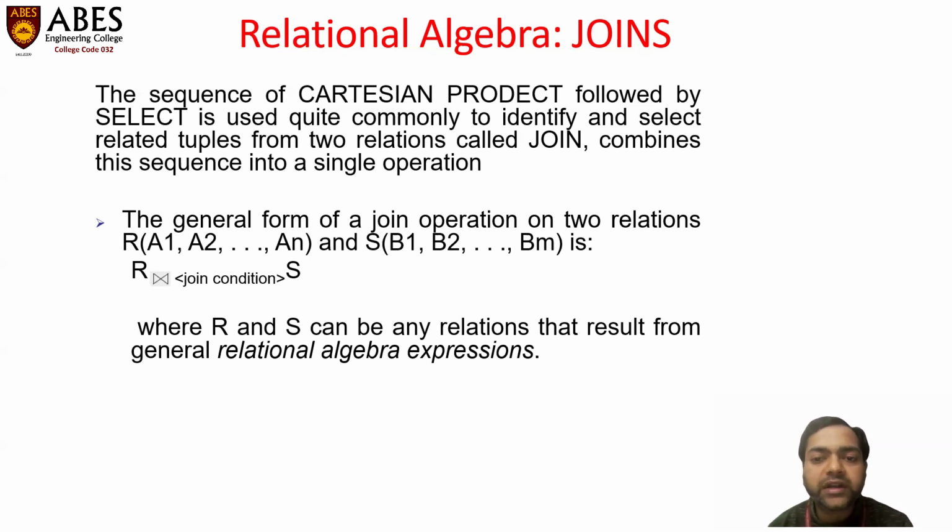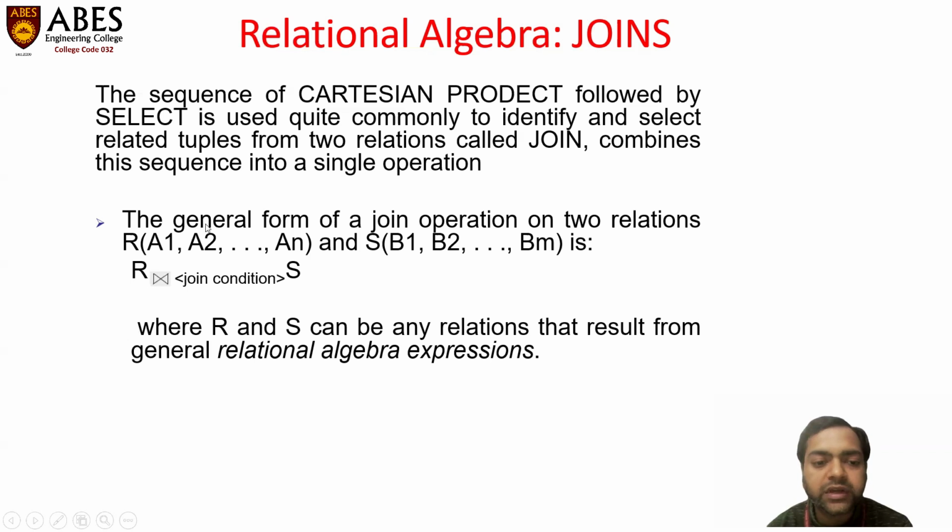Now the sequence of Cartesian product, which we have already discussed, followed by select operator, is used quite commonly to identify and select related tuples from two relations. That is called a join, and it combines the sequence into a single operation. So basically, if we want to apply join, you can also say that first of all we need to apply Cartesian product onto two different relations, followed by select operator to display the result of the relation. So now the general form of a join operation on two relations is this.